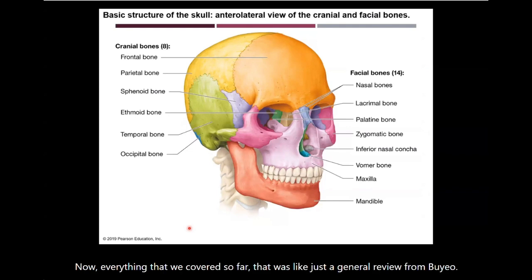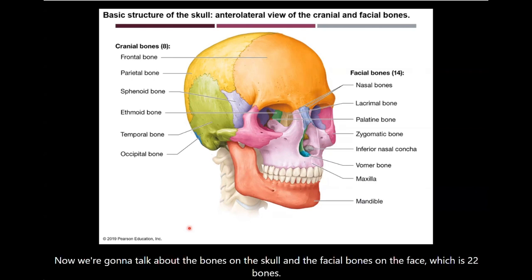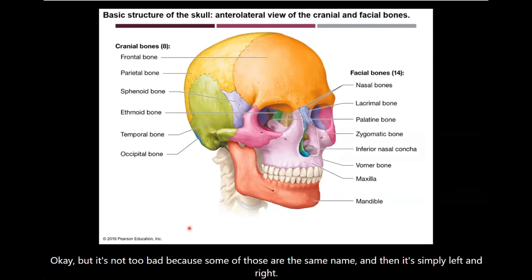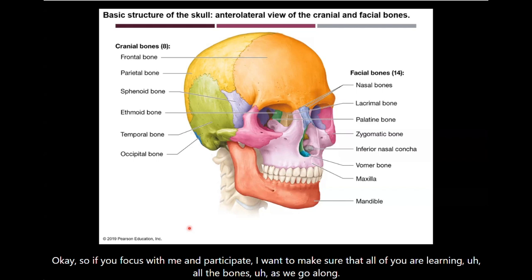Now, everything we covered so far was just a general review from Bio 5 Bones, right? Now, instead of saying the skull, we're going to talk about the bones of the skull and the facial bones on the face, which total 22 bones, okay? But it's not too bad because some of them have the same name and are simply left and right. So if you focus with me and participate, I want to make sure all of you are learning all the bones as we go along, okay?